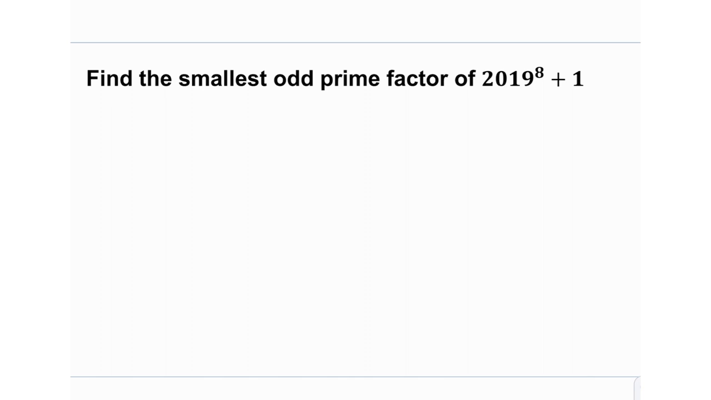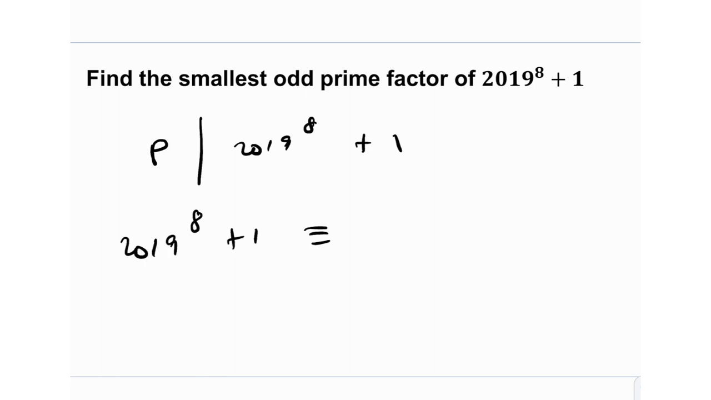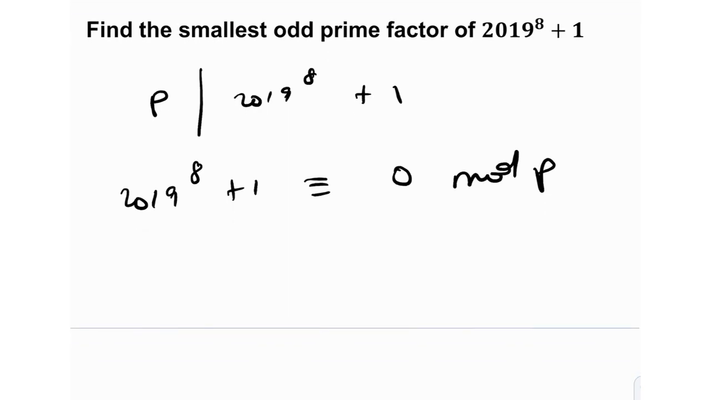Okay, so we need to find the smallest odd prime factor of this quantity. Let that smallest odd prime factor be p. So p divides 2019 raised to the power 8 plus 1, because we want it to be a factor. In terms of modular arithmetic, 2019 raised to the power 8 plus 1 is congruent to 0 mod p, because the remainder is 0. So 2019 raised to the power 8 is congruent to minus 1 mod p.